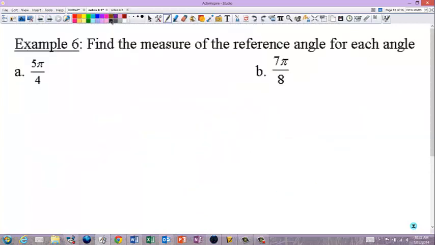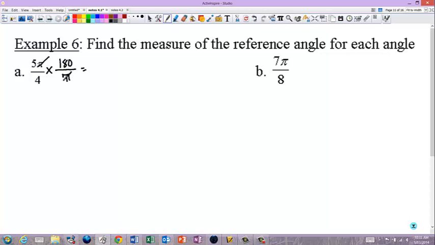Okay? It says find the measure of the reference angle for each angle, and I will tell you these are easier to find in degrees. This is the only thing that I'll let you start out finding them in degrees. Eventually we're going to go all radians, but for right now you can put them in degrees, and then just convert it back to radians at the end. So we're going to convert this to degrees.